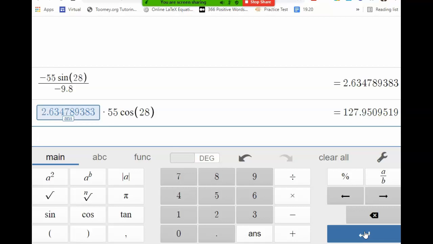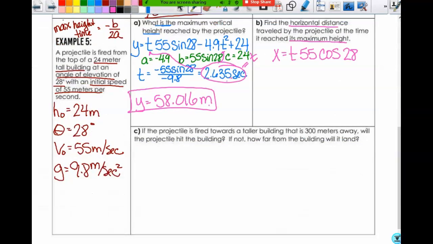a different answer than what I have written. Is that what y'all got? Okay, we did it right. It's just not what I have written down. Sometimes I have no clue where I got the number I have written down. All right, so then we end up with 127.951. And that's meters.